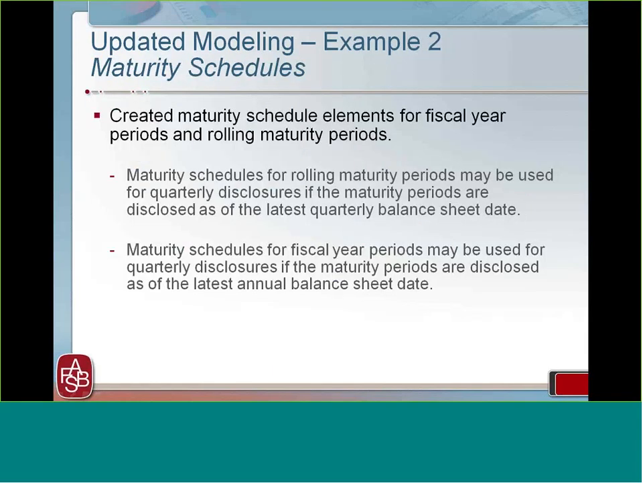In this example, as I mentioned before, the maturity schedules. So this was added to capture the reporting of the quarterly disclosures when the maturity is based on the latest quarterly balance sheet. These rolling maturity schedules were added to a variety of different areas. Again, this was a common reporting practice. Not everyone does it, but enough filers were doing it that we thought it prudent to include it in the taxonomy.